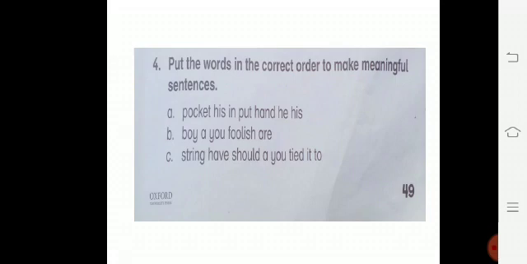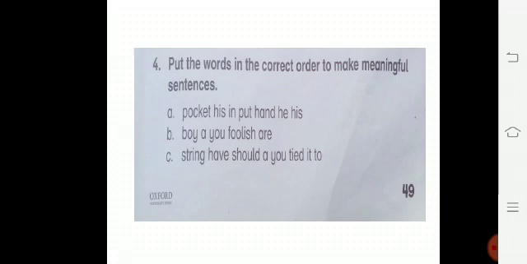Okay students, there is a statement: put the words in the correct order to make meaningful sentences. Pocket his in, put hand he is. Students, now we will write these sentences in the correct order. Okay students, so let's start. Pocket his in, put hand he is. The right one is: he put his hand in his pocket.